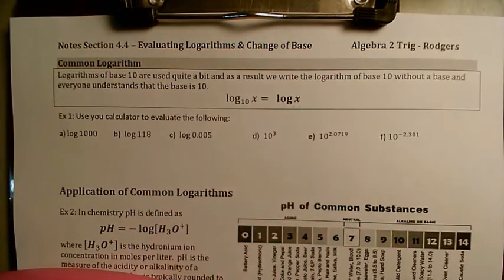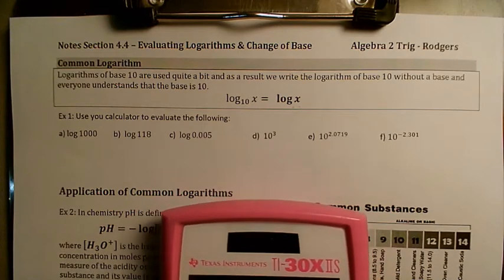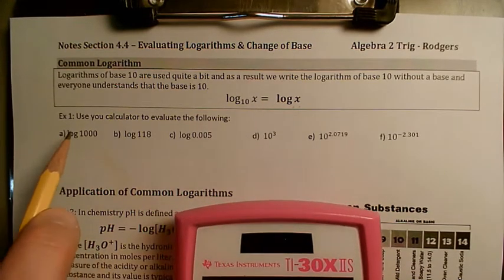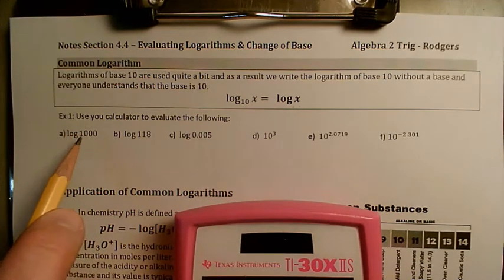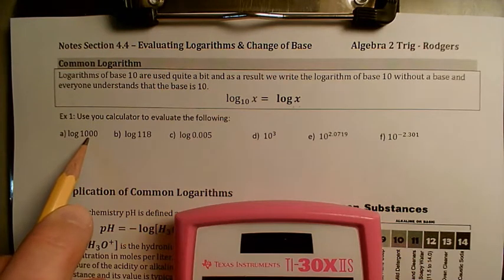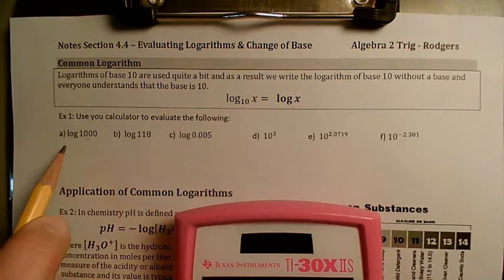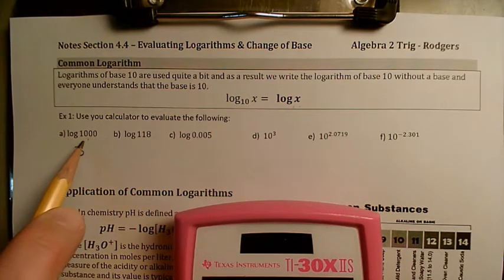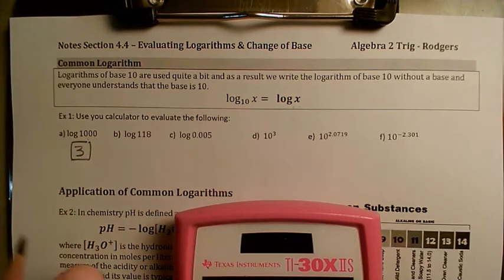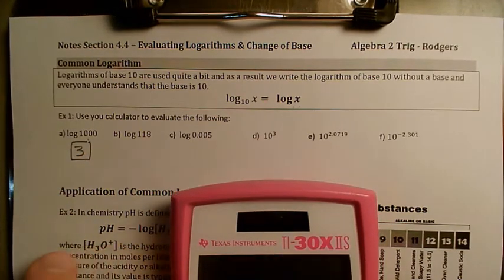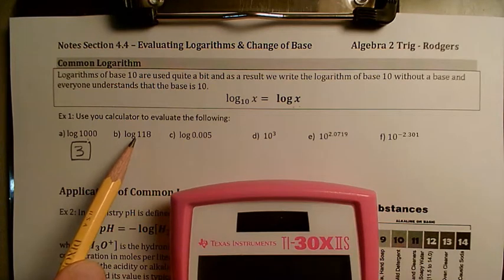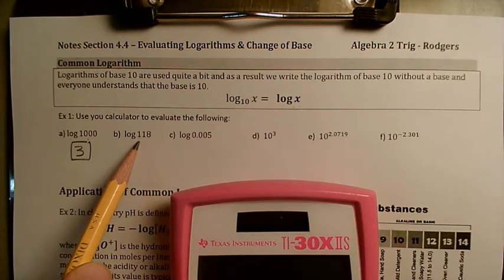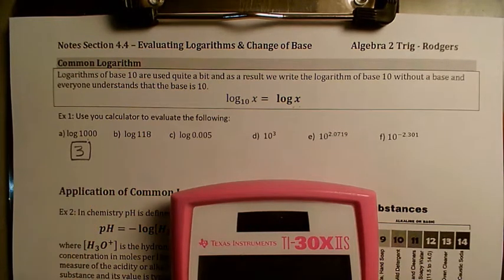All right, so the first one, log base 10 of 1,000. Well, remember, the logarithm is equal to the value you'd have to raise the base to to make it equal to the argument. So I think without using a calculator, everybody can see that that is 3. All right, now the next one we would have to use our calculator for, because 10 raised to a nice number is not 118. There's no nice integer that you can use there.